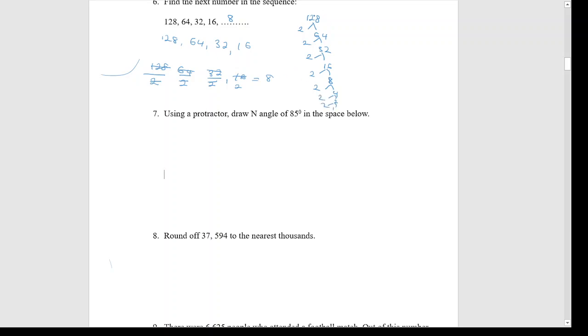Meaning that 128 is 2 power 7, because if you count 1, 2, 3, 4, 5, 6, 7. Then once we come to 64, it's going to be 2 power 6. Then when we come to 32, it's going to be 2 power 5. When we come to 16, it's going to be 2 power 4. Then when we come to 8, it's going to be 2 power 3. Therefore, you can use the power form, that is 2 power 7, 2 power 6, then 2 power 5, then 2 power 4, then 2 power 3, which is the same as 2 times 2 times 2, which is 4 times 2, which is giving us the 8 here.